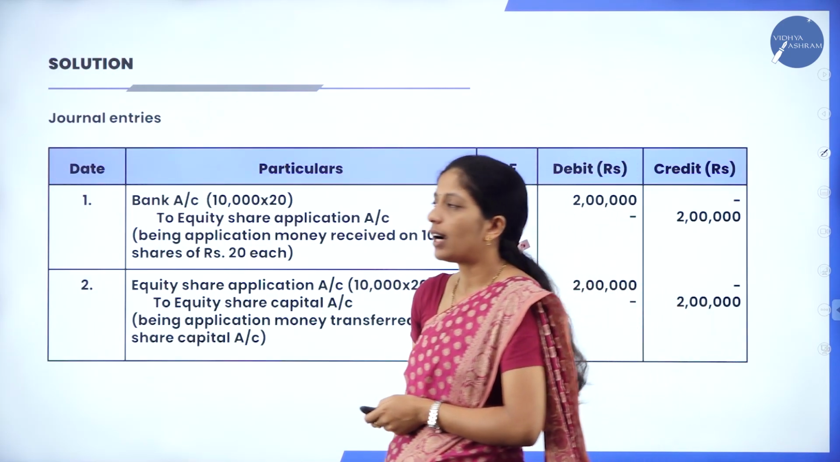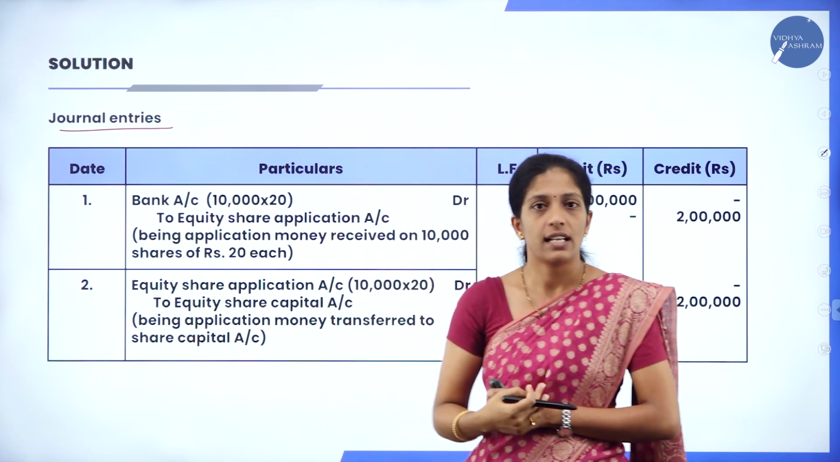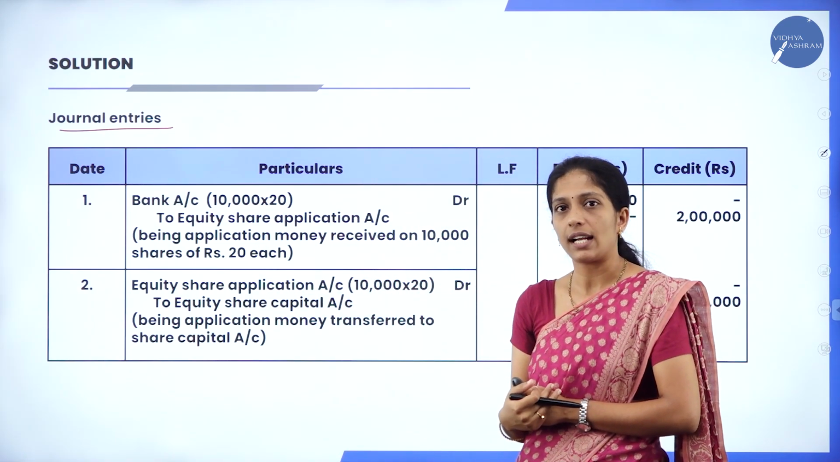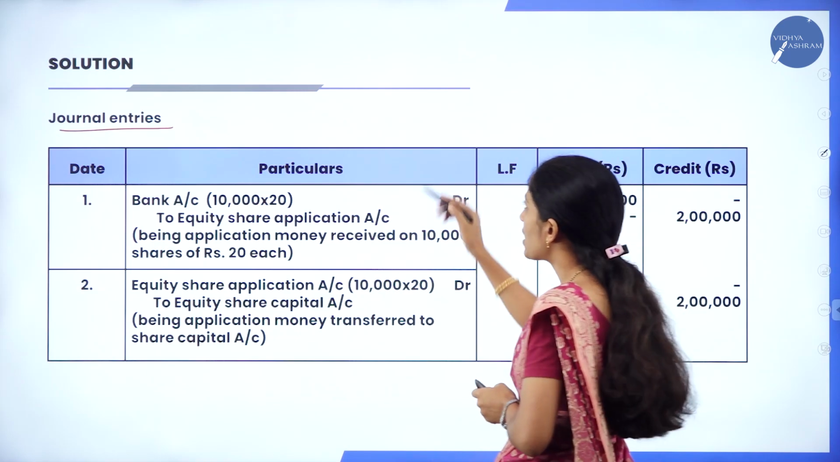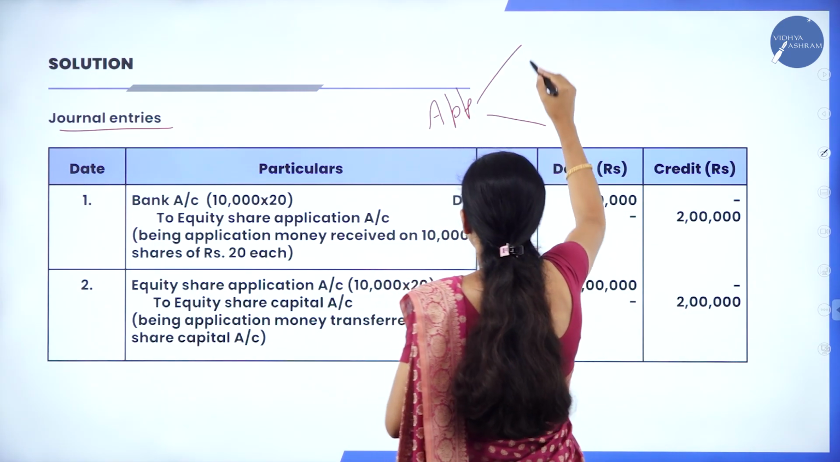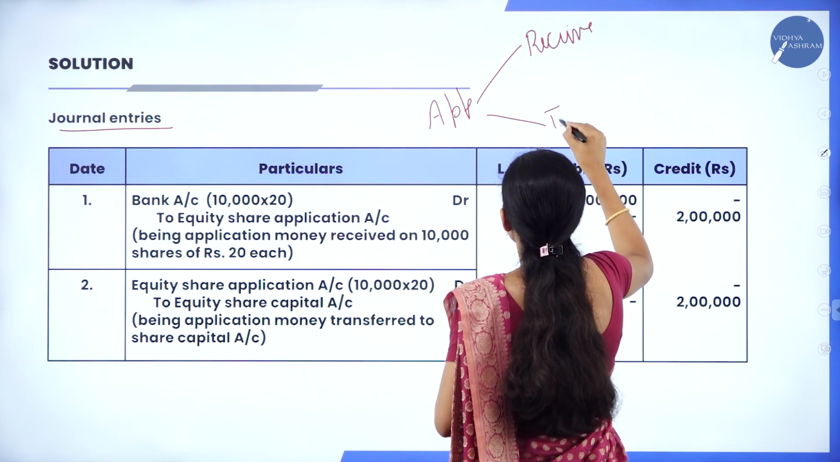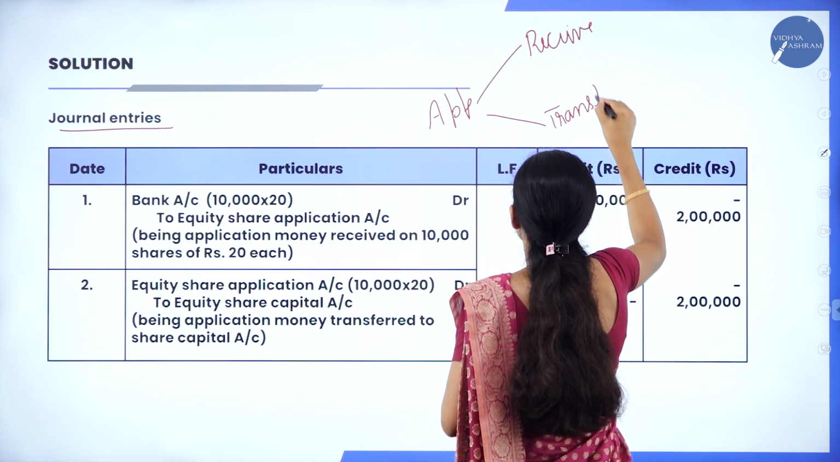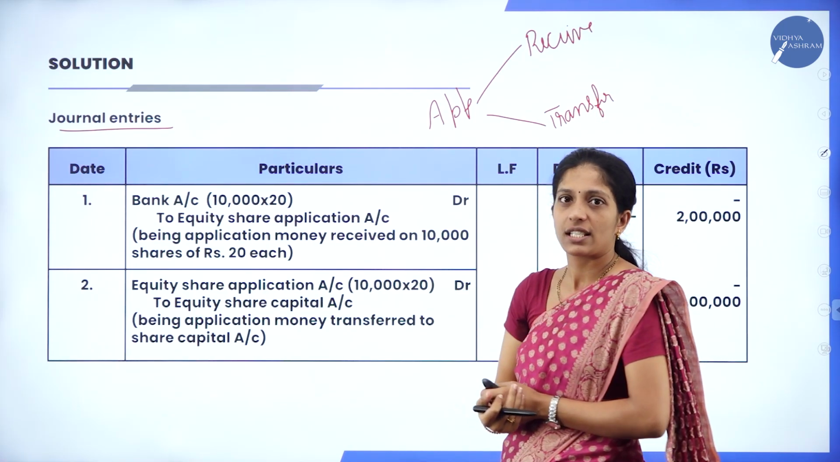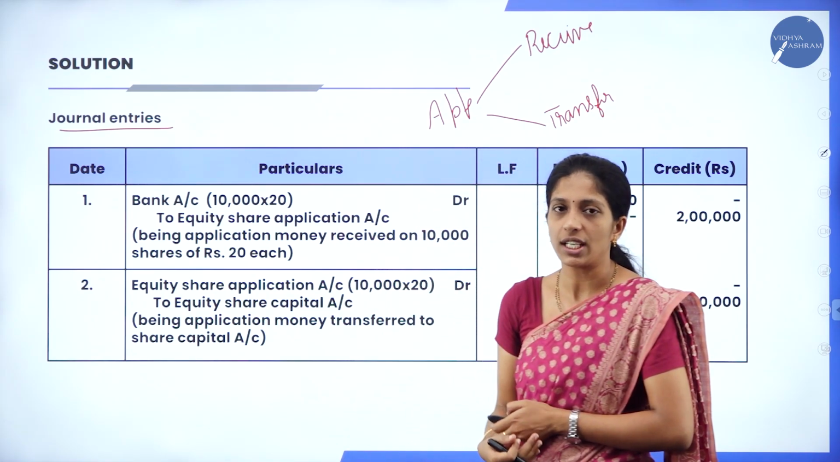So first you will record journal entries. You know the format: date, particulars, ledger folio, debit rupees and credit rupees. And what is the first stage? That is application stage, where two entries have to be passed. One is receiving of application money, other one is to transfer the application money. Now what is the entry for receiving application money? Bank account debit to equity share application account.